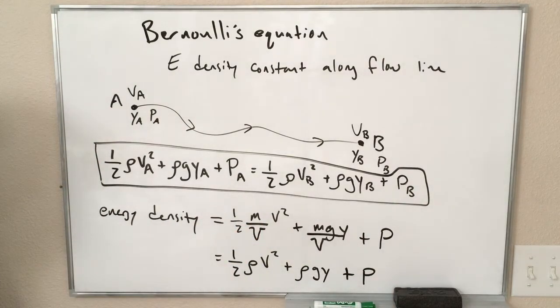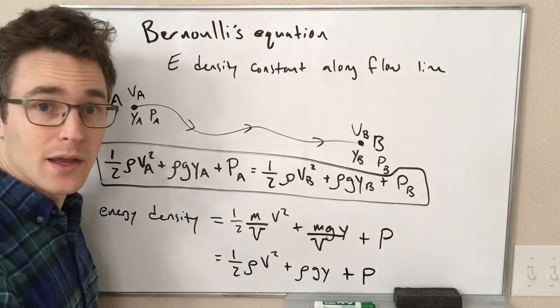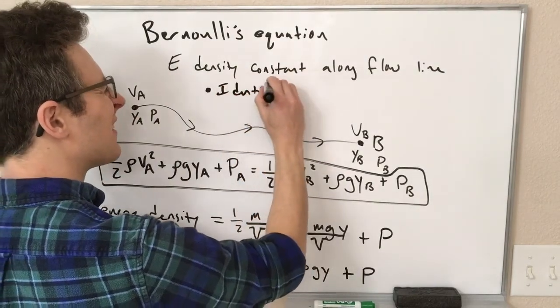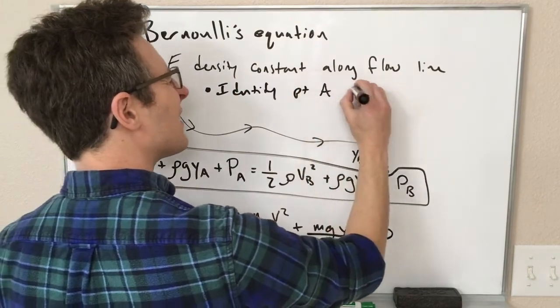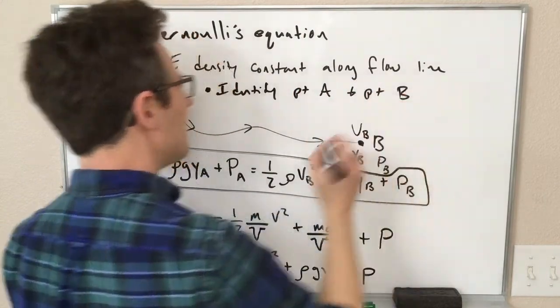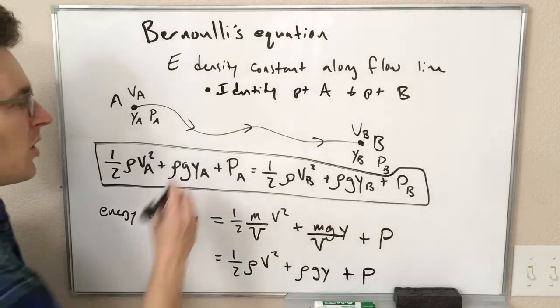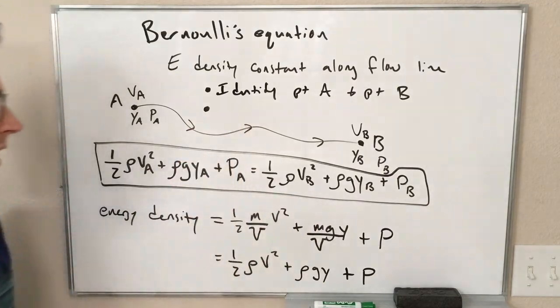All right. So if we're going to use this equation in a problem, we need to identify what point A and point B are. That is a very important step. You have to know where you're talking about. And then you also want to identify which of these variables are the same.